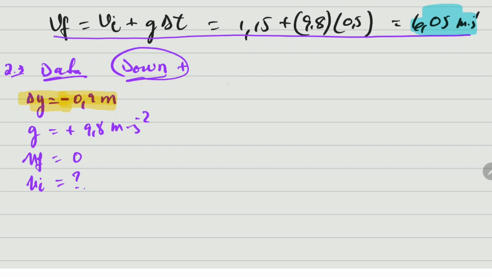So what will the first formula be for this question? Final velocity squared, we have it, equals initial velocity squared, we also have it, plus 2 times the acceleration multiplied by the displacement, and we have everything. So this is the formula for us to use. I'm going to substitute.